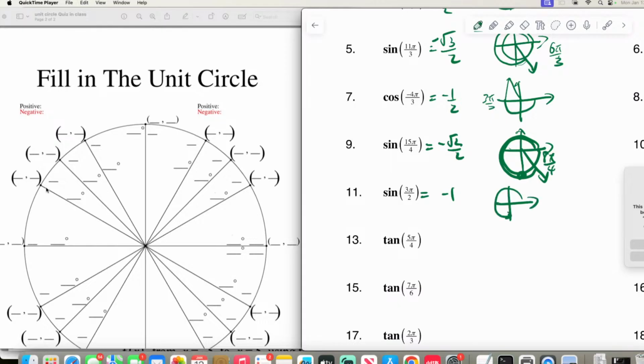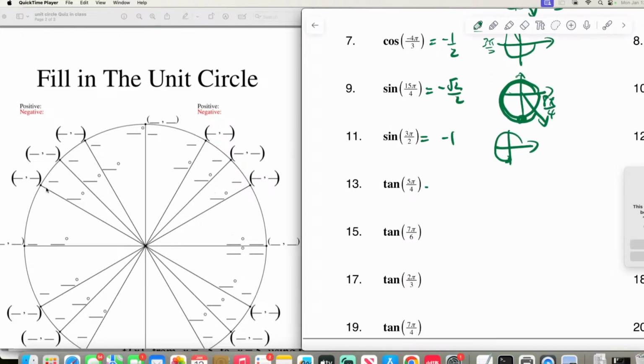Is that okay? Tangent of 5 pi over 4 is 1 because it's negative 1 over negative 1. So negative square root 2 over 2 over negative square root 2 over 2. That's equal to 1.